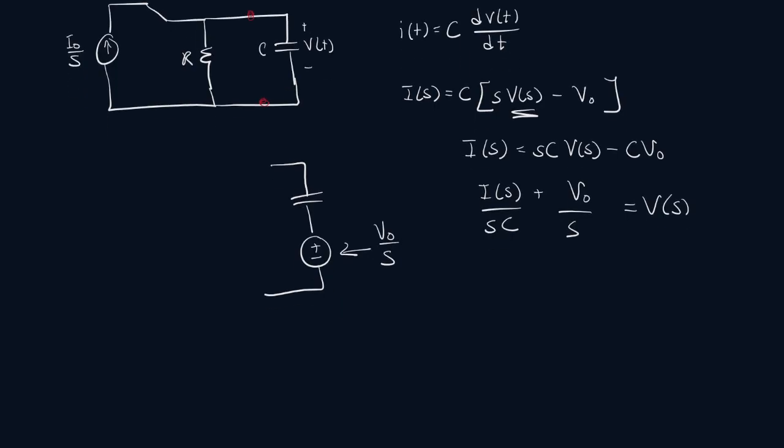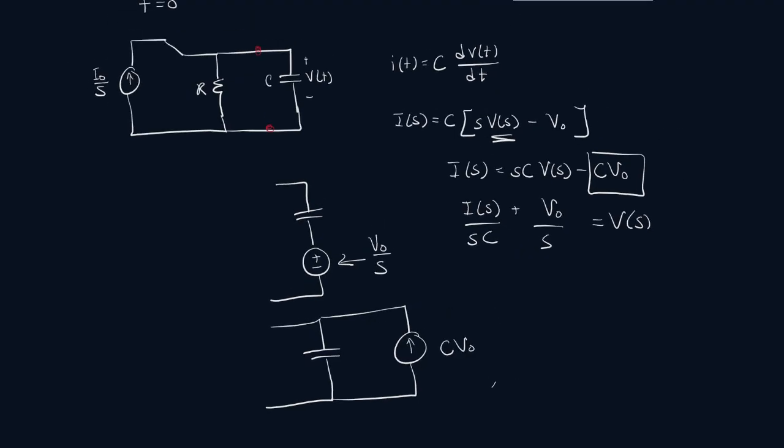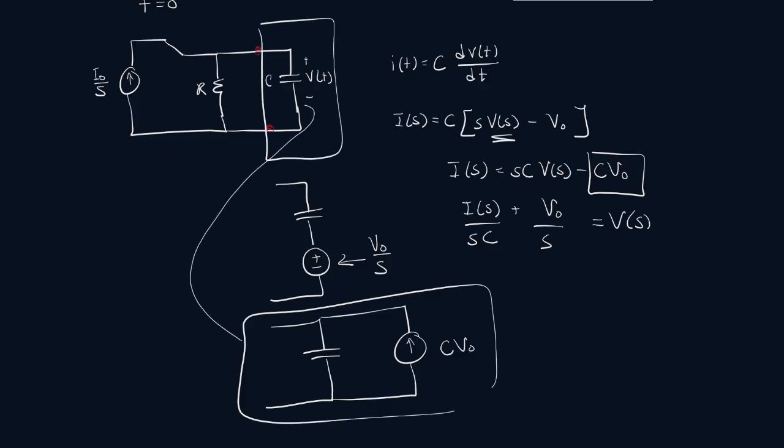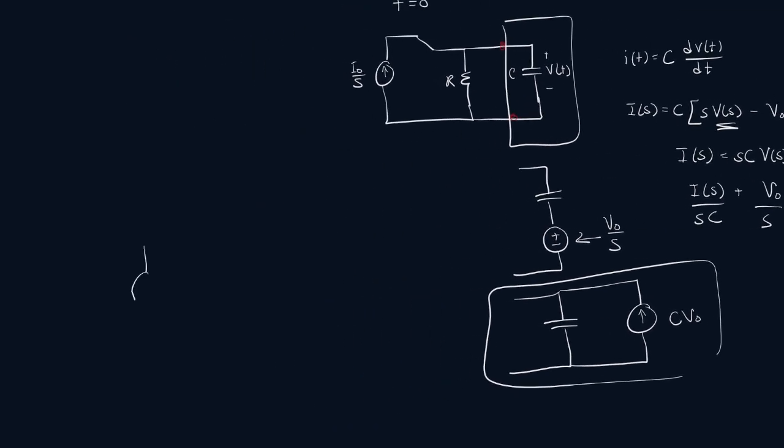Okay, but if you don't want to go that route and you want to go with the current source instead, you can add a current source moving in this direction, and it's going to be C times V0, because that's what I of s is equal to. So that would be your current source. Okay, so let's go with this one. We'll get rid of this and include this into here. So our circuit will look something like this.